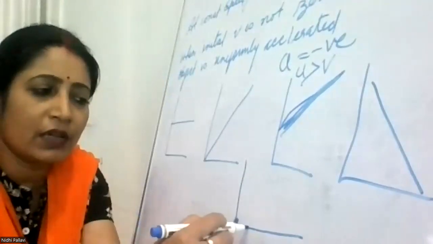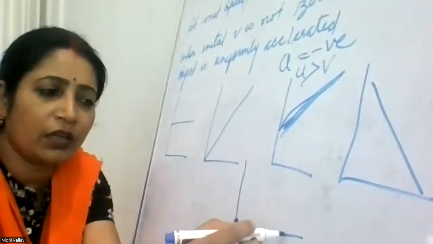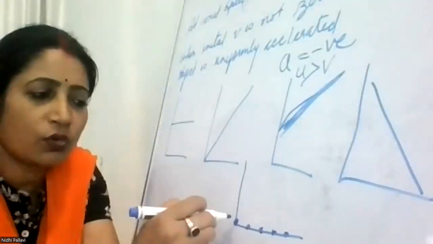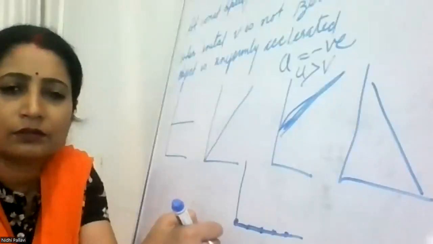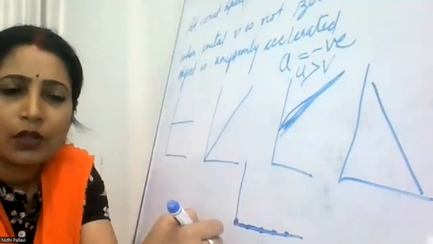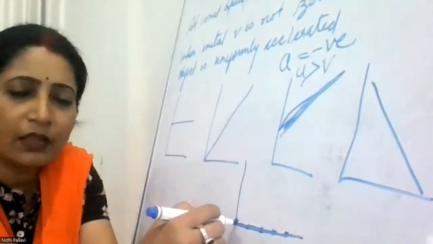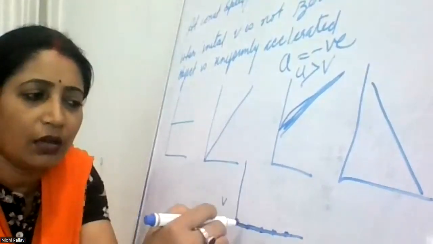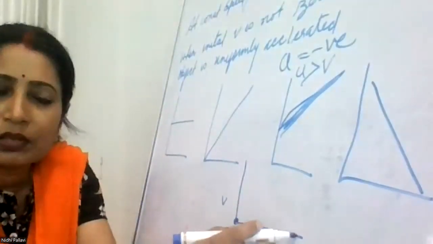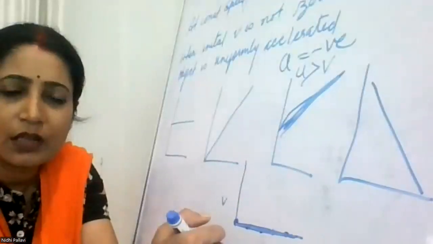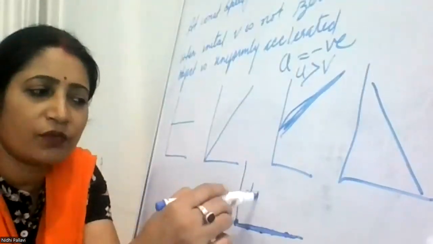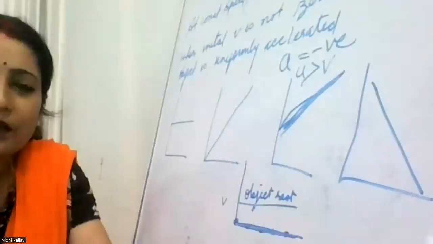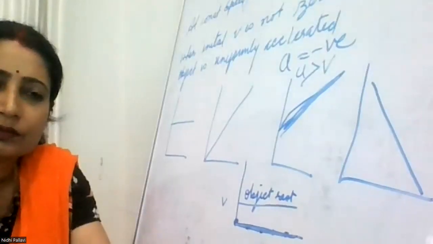If we plot it, it will come out like this. It will coincide with the x-axis. When the line coincides with the x-axis, it shows the object is at rest.